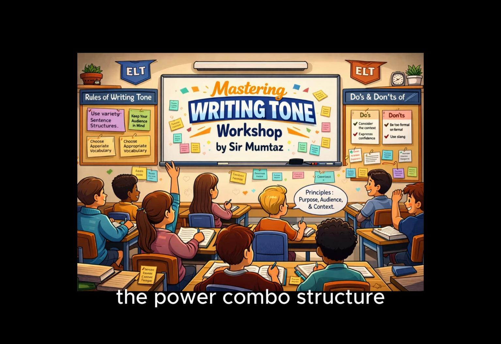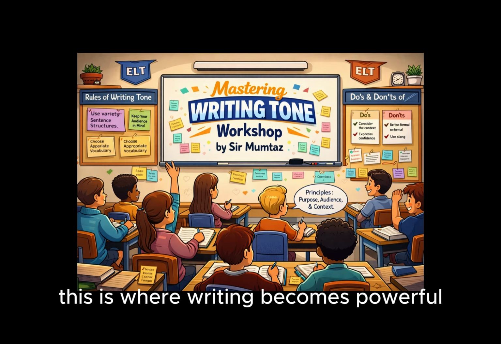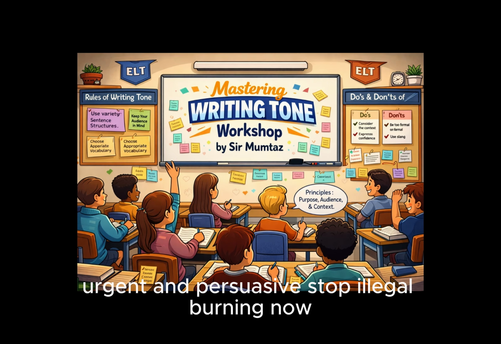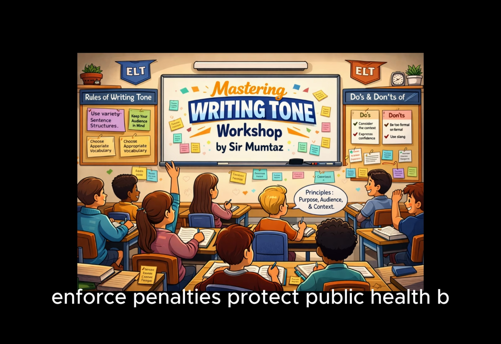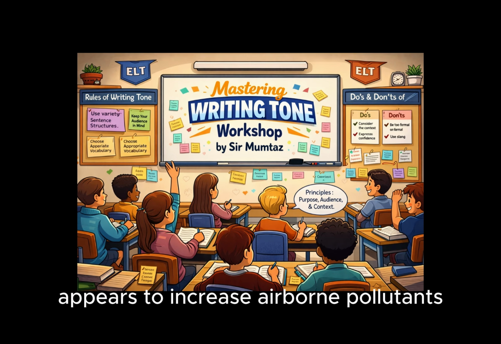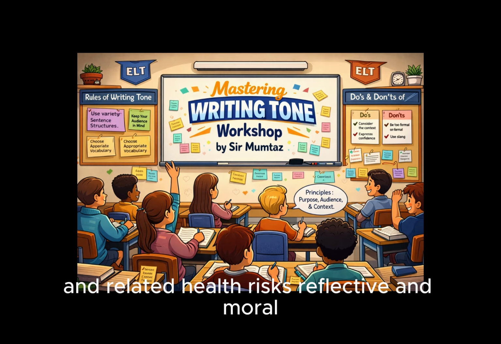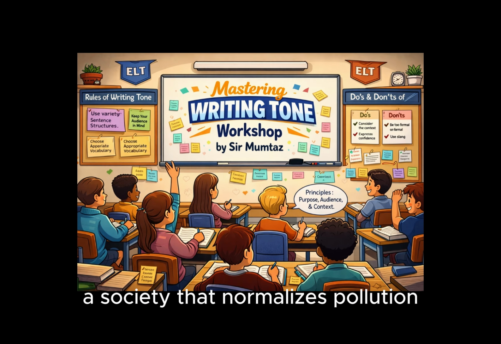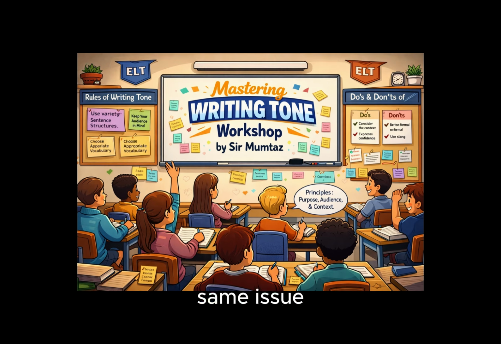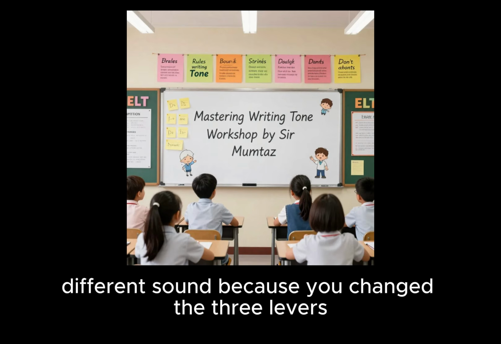The power combo: structure, stance, and word choice. Now we combine all 3. This is where writing becomes powerful. Topic: pollution. A. Urgent and persuasive. Stop illegal burning now. Enforce penalties. Protect public health. B. Academic and cautious. Although industrialization supports economic growth, insufficient regulation appears to increase airborne pollutants and related health risks. C. Reflective and moral. A society that normalizes pollution quietly accepts harm as a routine cost of living. Same issue, different sound, because you changed the 3 levers.